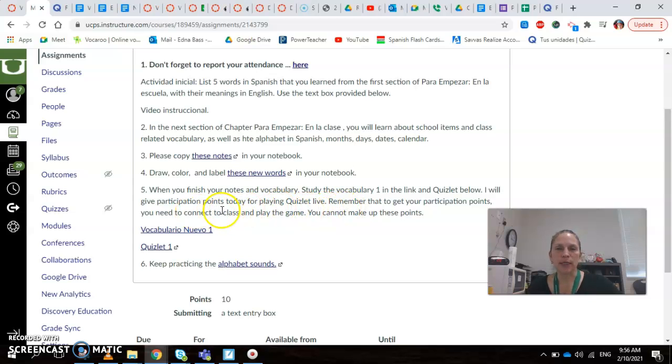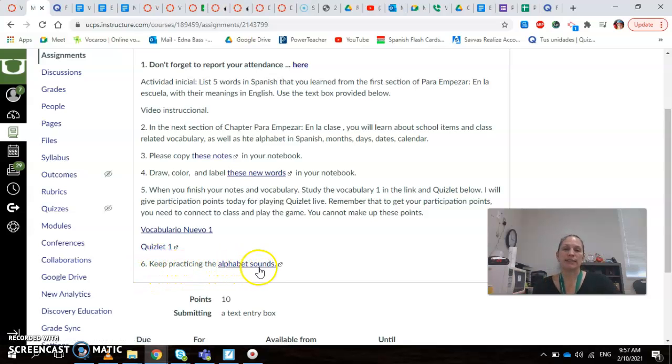And I'm going to give you points. I think I put it here. Yes, you have participation points. You're going to have participation points today for playing Quizlet Live. So you practice this vocabulary in the Quizlet, and then we're going to play. As usual, I give you points for participating in the game. Remember that those points you cannot make up, so you need to be connected to the class so you can get those points. That's 10 points that can help your grade.